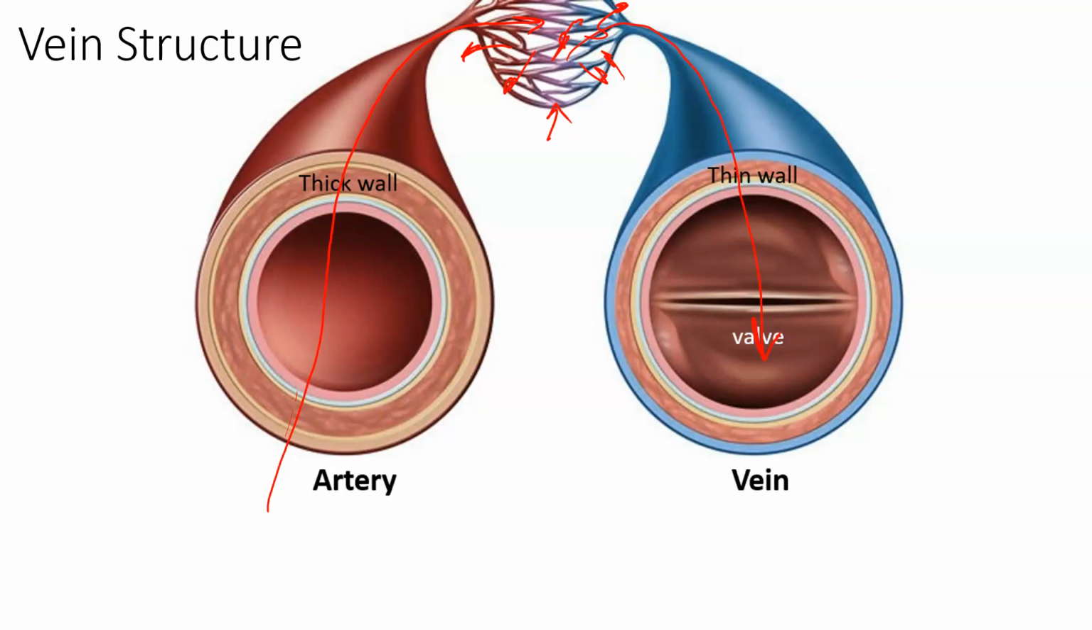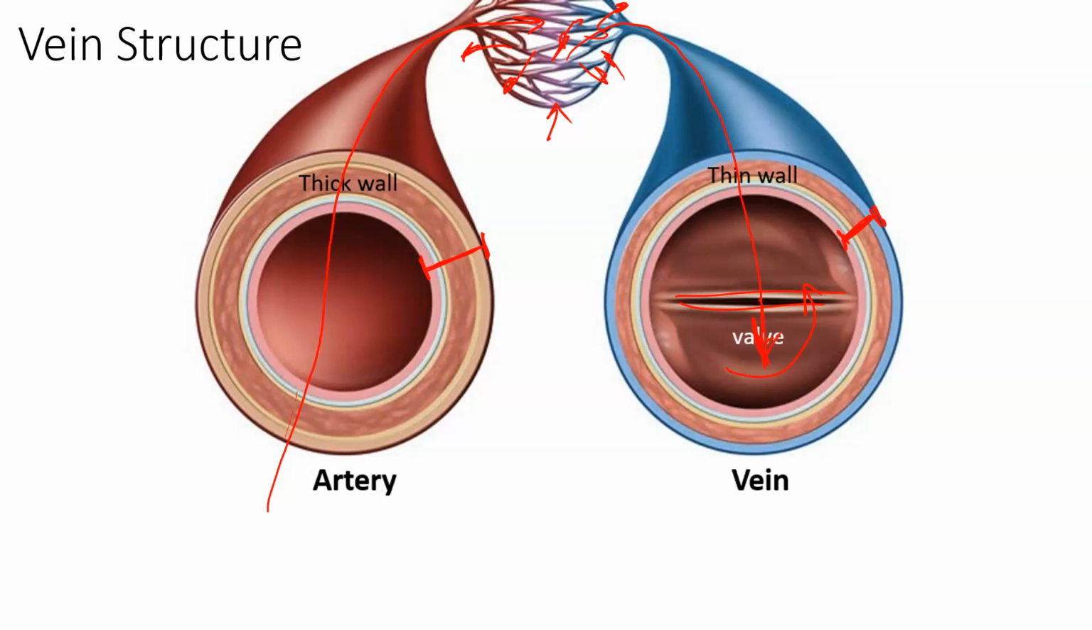Now, when you look at them side by side, you'll see that the muscular wall of the artery is much thicker than the wall of the vein. In fact, it's probably twice as thick or 3 times as thick. The vein also has these valves, which allows blood to flow through them, but not backtrack, which is really important. We don't want our blood to pool in any of our particular areas.